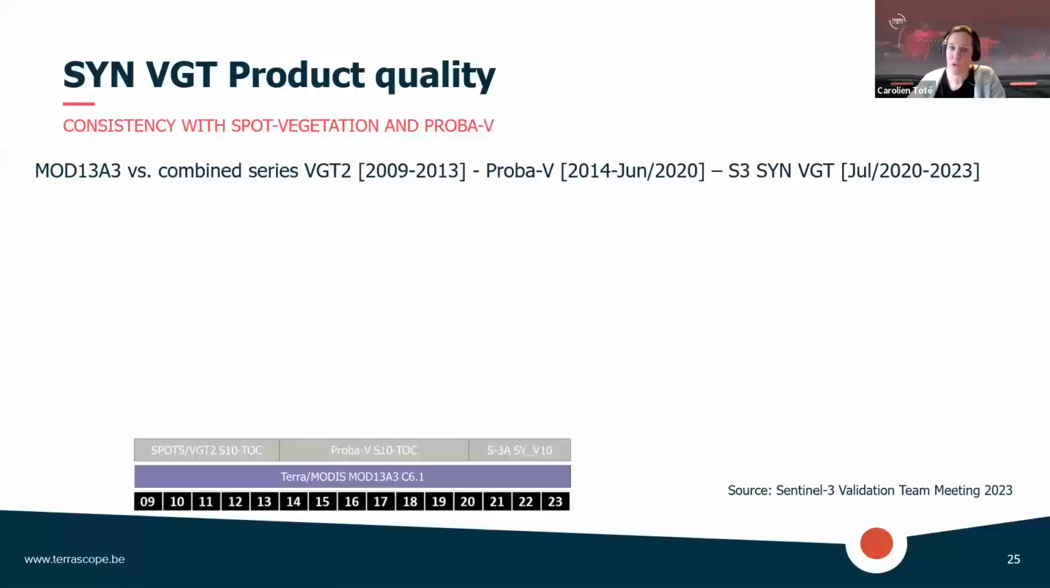This one also shows this. So in order to look at the consistency over time, we compare to a reference time series, in this case from MODIS. So we generate a combined series from SPOT-VGT 2 from 2009 till 2013, for PROBA-V from 2014 till June 2020, and then the last few years are based on Sentinel-3.